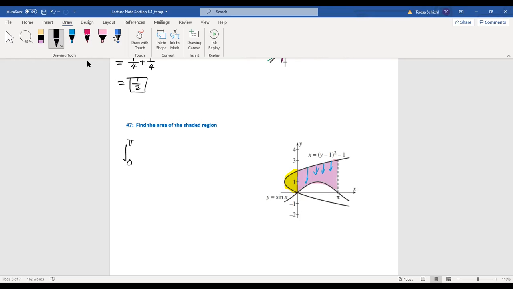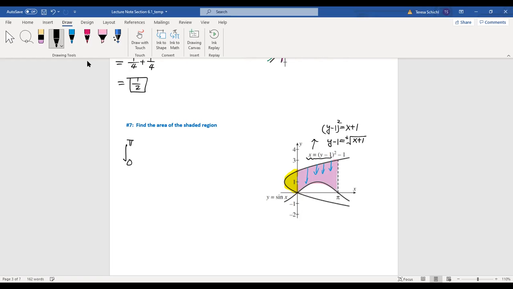Okay, so the pink area will be what? It's with respect to x. But in here, my function is x equal to y minus 1 squared, so I need to have f of x minus g of x. So I need to do something here, right? I need to solve for y. So now I can see y minus 1 squared is equal to x plus 1, right? Then you take the square root, so y minus 1 is equal to the square root of x plus 1.